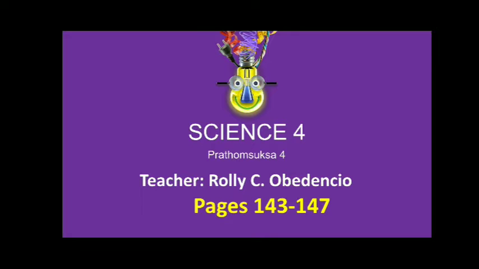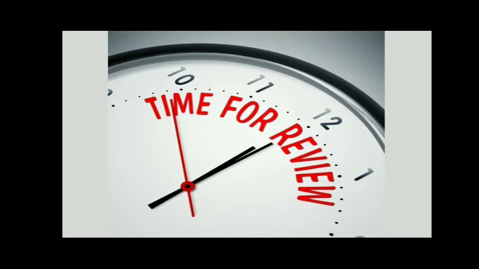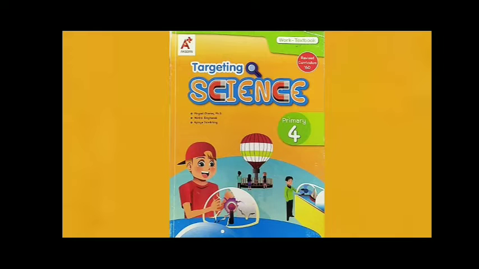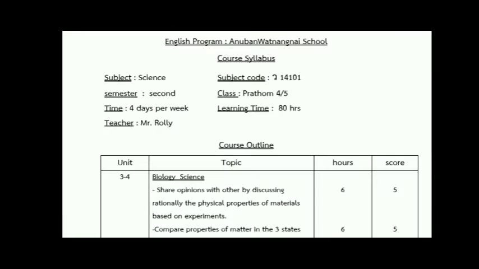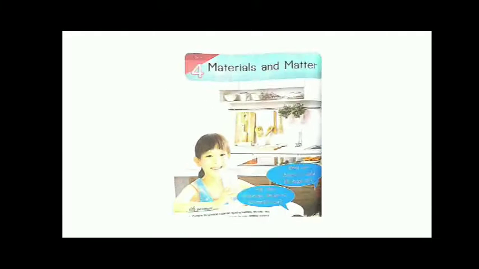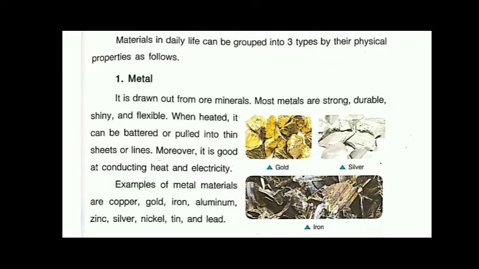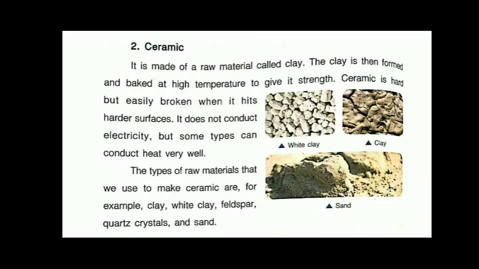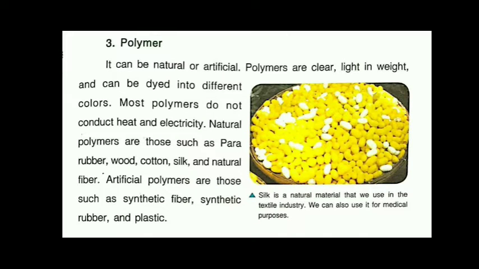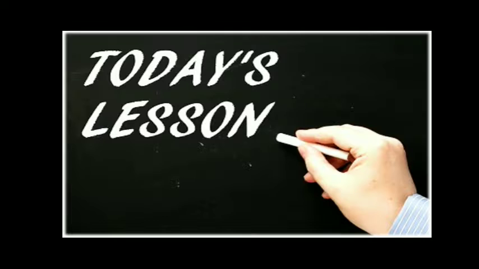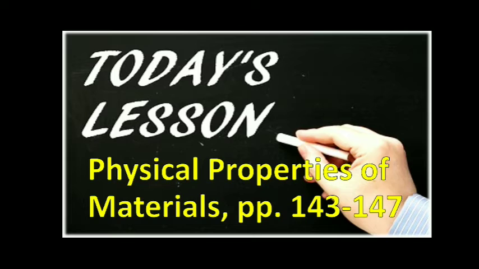Today, I want you to turn your book to pages 143 to 147. Let's have a little review about the lesson and following the curriculum. We studied about materials and matter, types of material such as metal and some other ceramics and also polymer. But for today, we will talk about physical properties of materials. And so, let's do it!